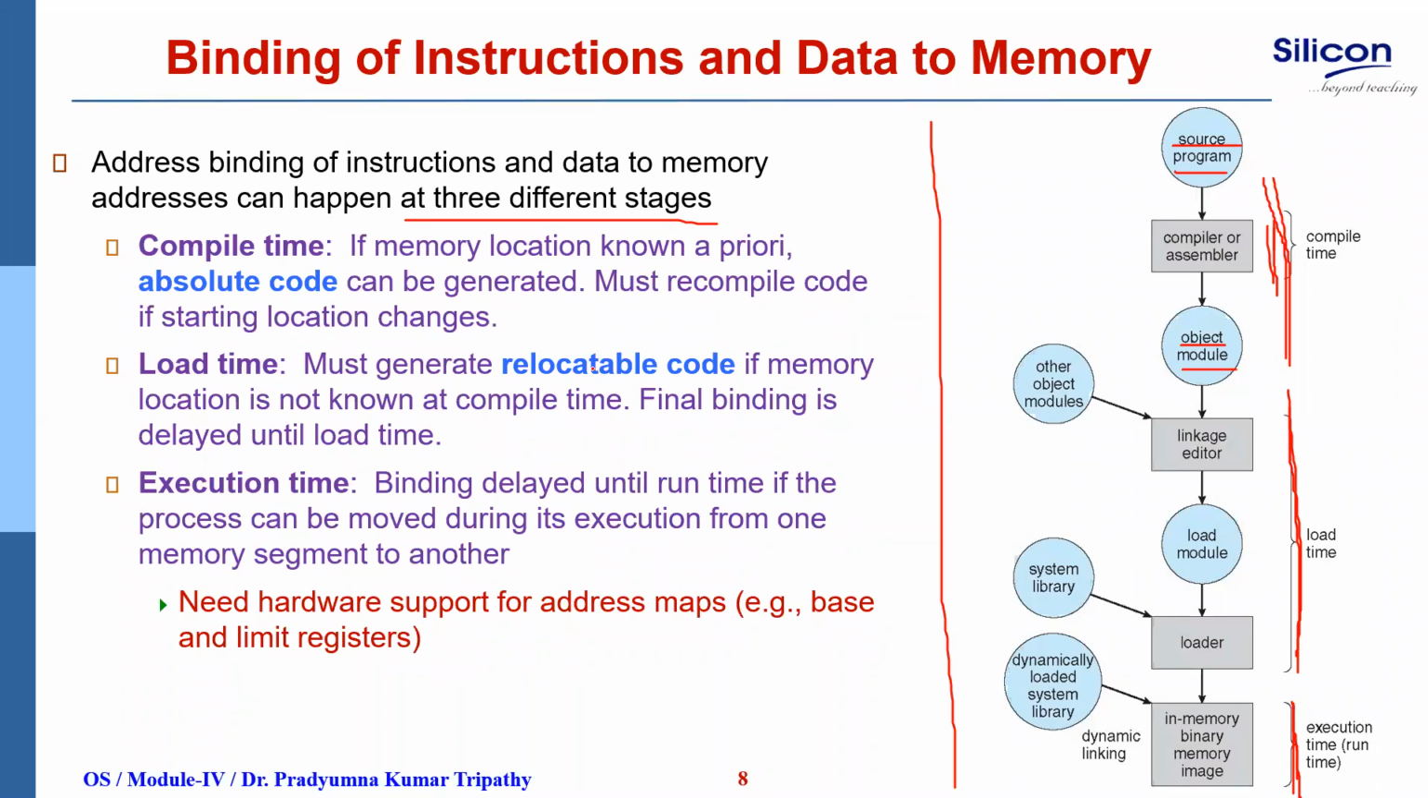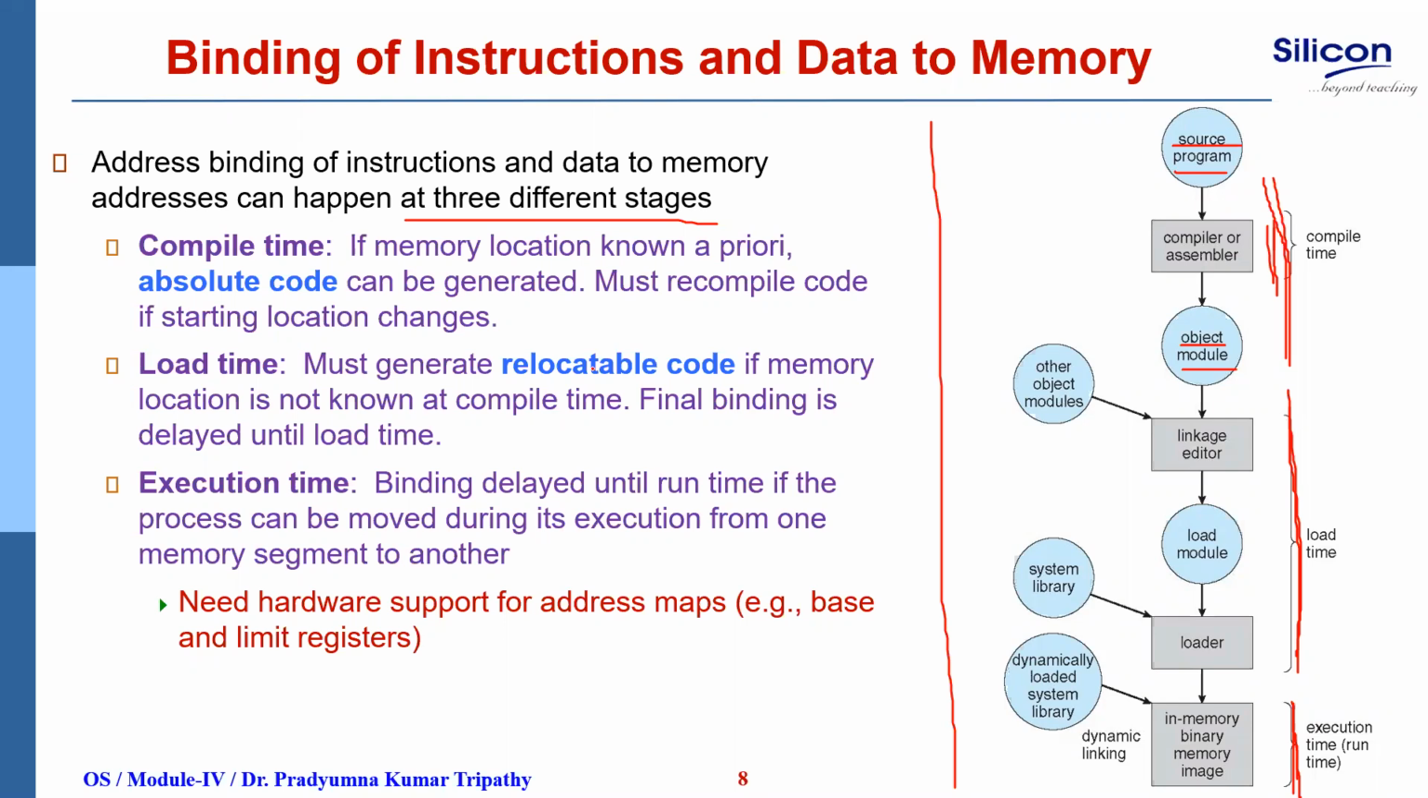If I know the absolute code, if the memory location is known a priori, if I know in which location it will be stored, then absolute code can be generated. But once it is changed, we have to recompile it. So now the program is being stored in a location. If I take it out and load it in another location, then I have to recompile the code because binding has to take place again. Correct?